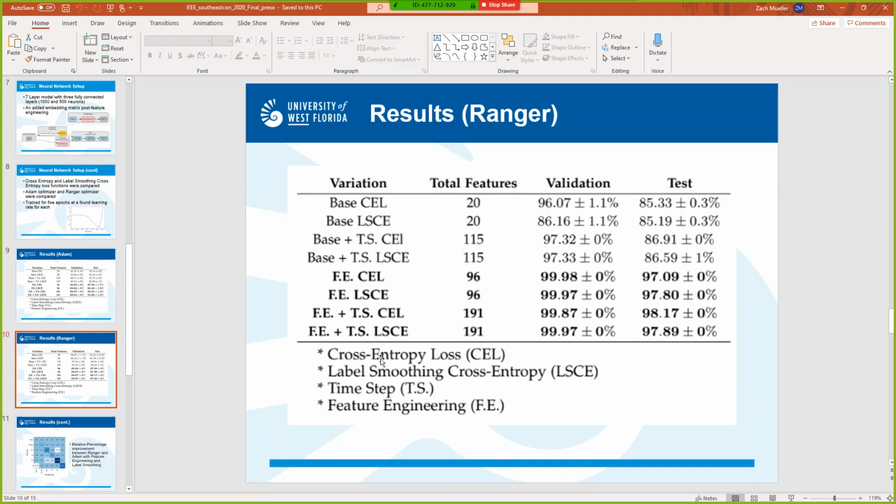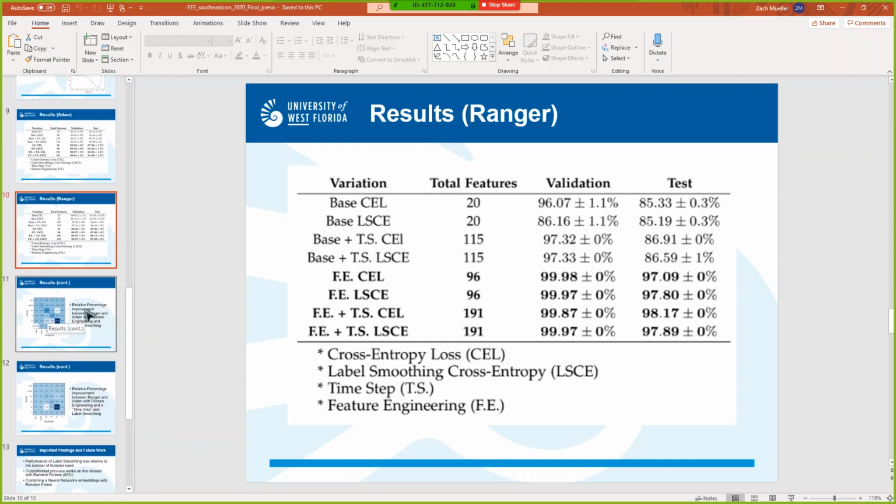And then when we used the Ranger optimizer, we were able to see even better results, but the impact of label smoothing wasn't shown as much. And so you can see that we had about 97.0 here versus 97.8. And then the cross entropy loss and the label smoothing are almost indistinguishable. They're off by 0.3%.